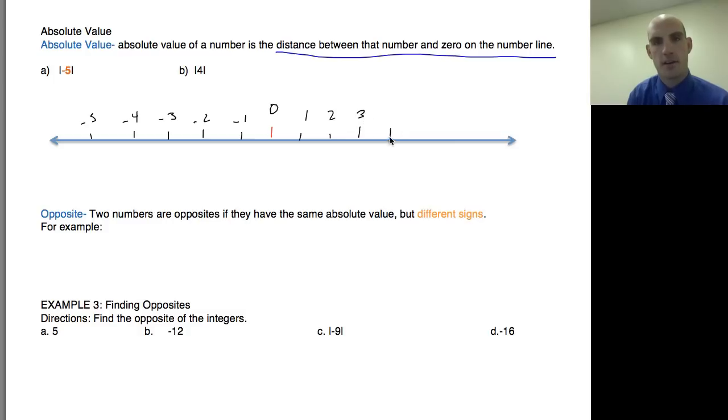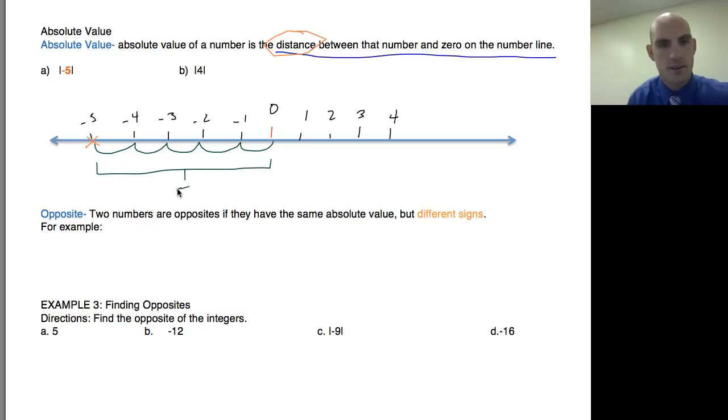Let's think about this. In order to use absolute value, I have to plot these points. What I'm going to do here is put an X on -5. Because it's the distance between there and 0, I'm going to go 1, 2, 3, 4, 5, and this distance here is 5. So that is the absolute value of -5, written like this.